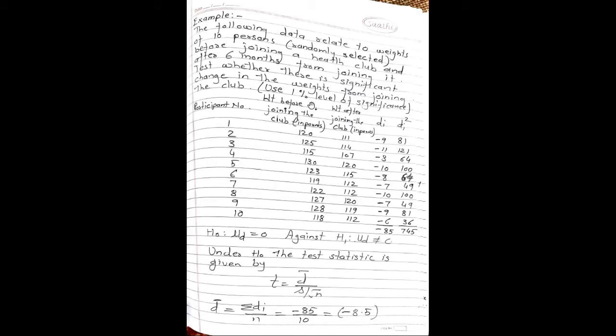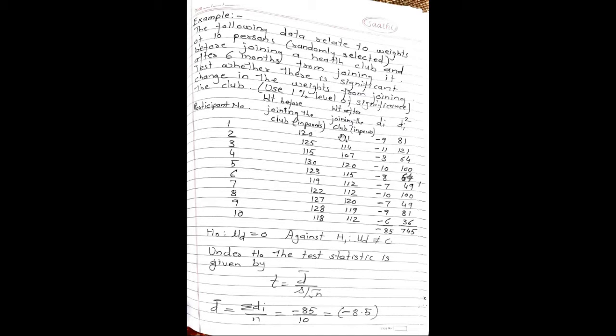Second participant, weight before joining the club is 125. Third participant, weight before joining the health club is 130. Fifth participant, weight before joining the club is 123. Sixth participant, 119. Seventh participant, 122 pounds. Ninth participant, 128 pounds. And 10th participant, 118 pounds.